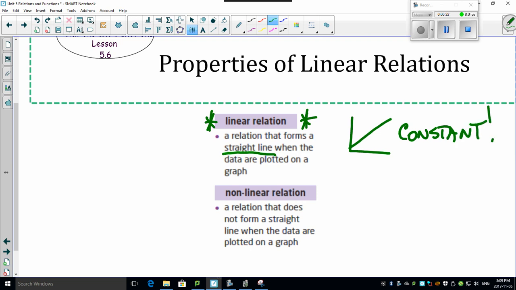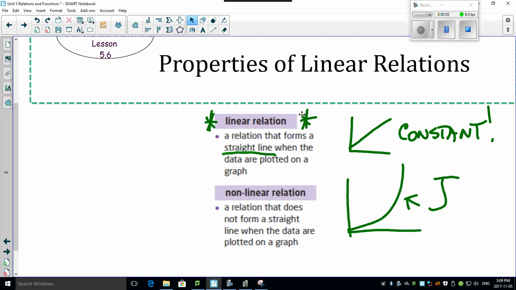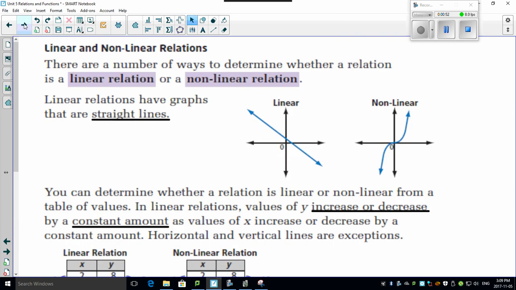Yes, it's constant. Whereas a non-linear relationship, anything that forms like a curve, was not linear. Remember, that was kind of like the growth curve, which is called a J curve. Go back a couple of podcasts and watch it. Okay, so here we go. How does this work? Nonlinear and linear relationships.